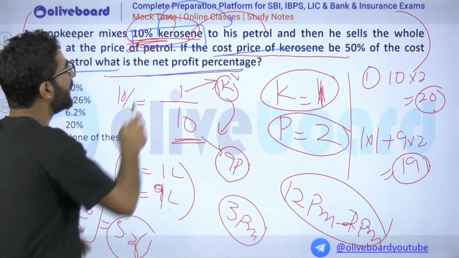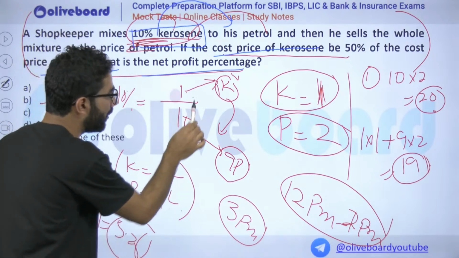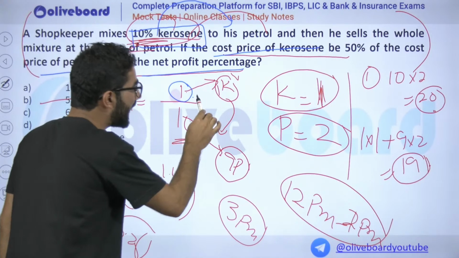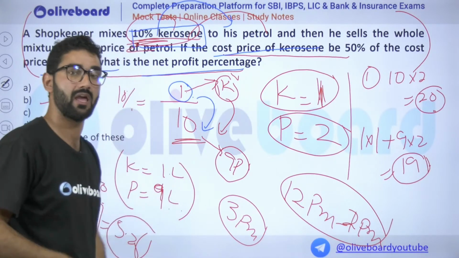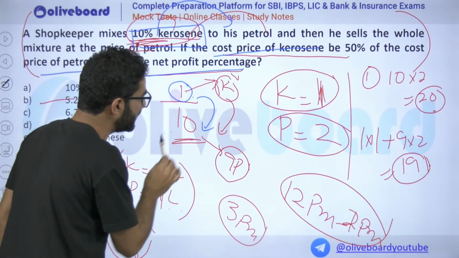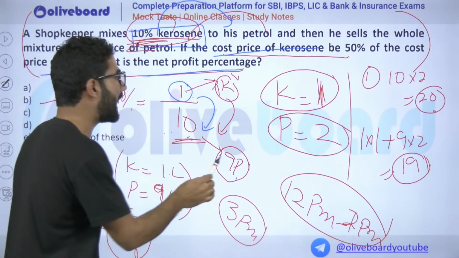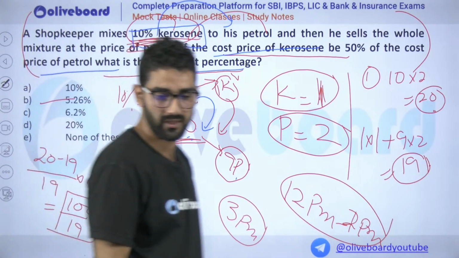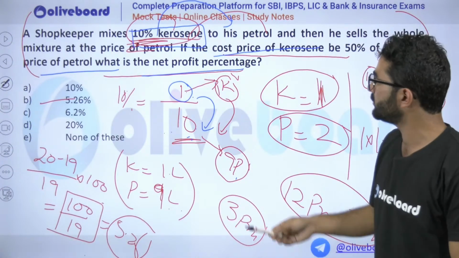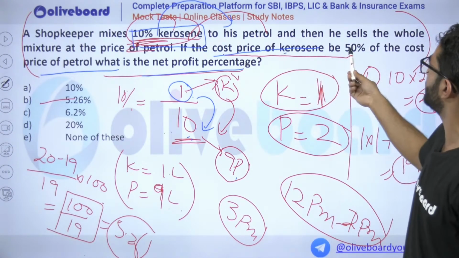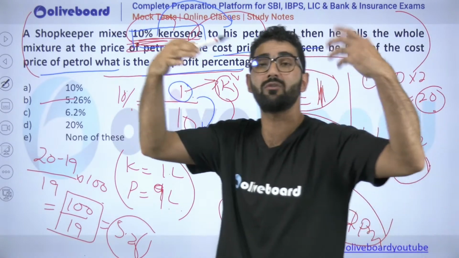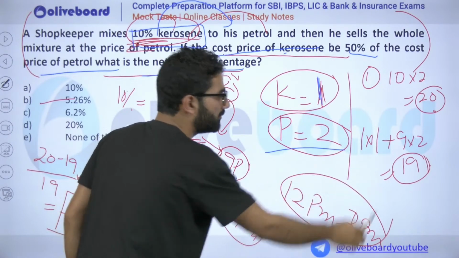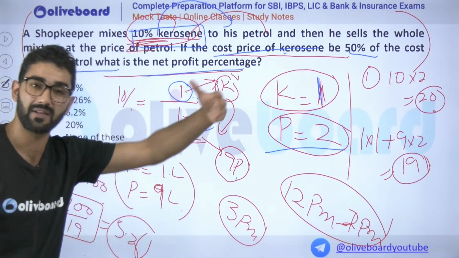Okay, now 10% kerosene means 1 upon 10. What does that mean? There will be 1 liter of kerosene for every total mixture of 10. And what does 10 mean? Sir, it is 9 liter petrol and 1 liter kerosene. You got that value? I am just assuming, according to the condition, the cost price of kerosene is 50% of the cost price of petrol. Sir, if I assume the kerosene as 1, the cost price of petrol will be 2 as per the given.